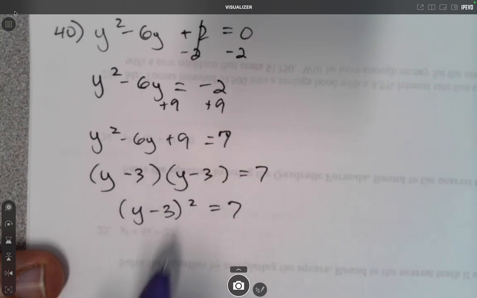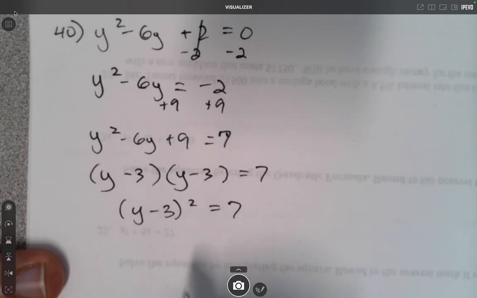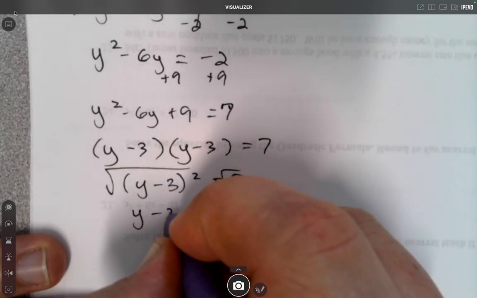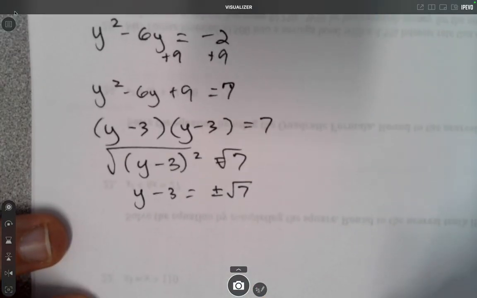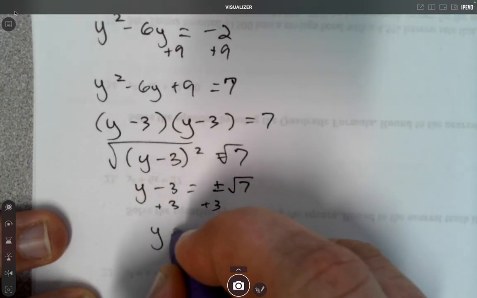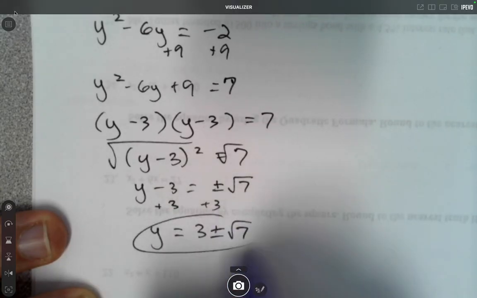And as you hopefully know, the reason we call it completing the square is these are always going to end up the same. So I'm probably going to skip this step next time and jump straight to where it's whatever the term is squared. Then we take the square root of both sides and get y minus 3 equals plus or minus the square root of 7. Then we add 3 to both sides. Get 3 plus or minus the square root of 7.